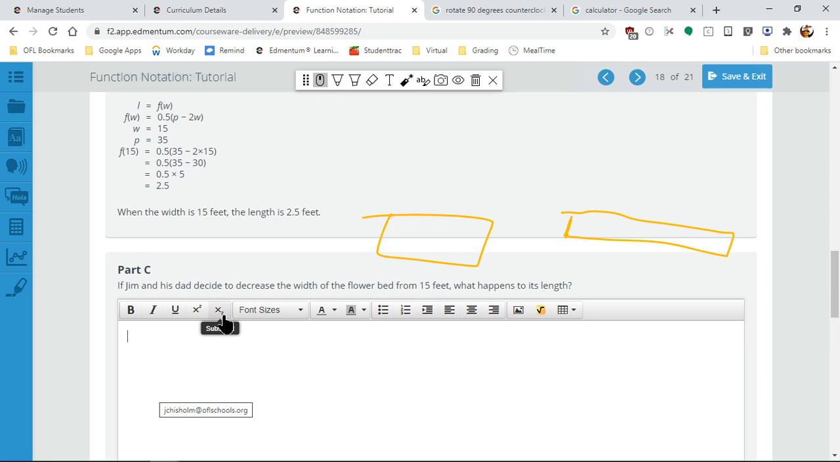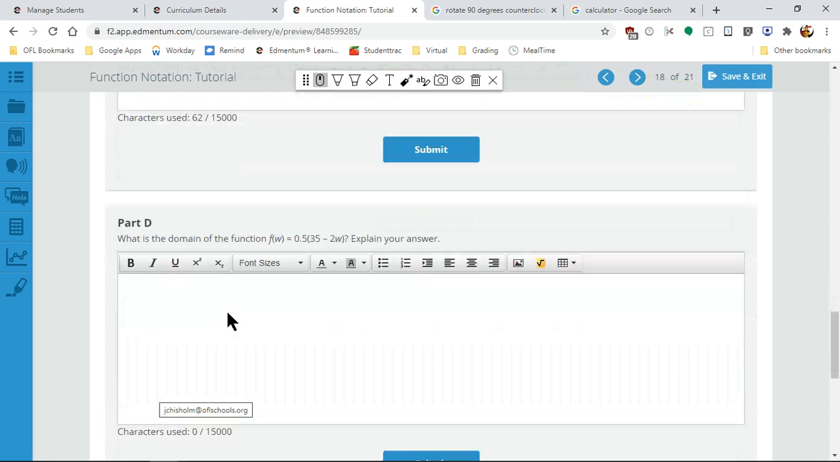So this is just talking about the relationship basically. If we decrease our width, we would have to increase our length. That's all we're doing. So they're saying, what is the domain of this? Can you explain your answer?